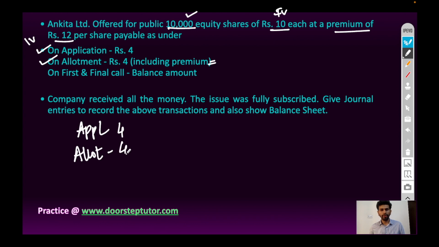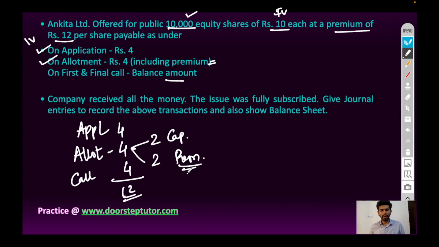Allotment money is 4 rupees. Out of 4 rupees, 2 rupees will be credited to capital account and the balancing 2 rupees will be premium amount. On first and final call, the balance amount, so call money is 4 rupees. The company issues shares at 12 rupees. The company received all the money. The issue was fully subscribed. Give journal entries to record the above transaction and also show the balance sheet.